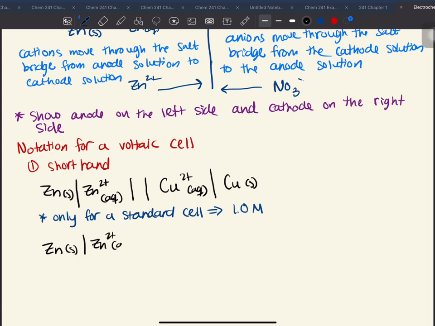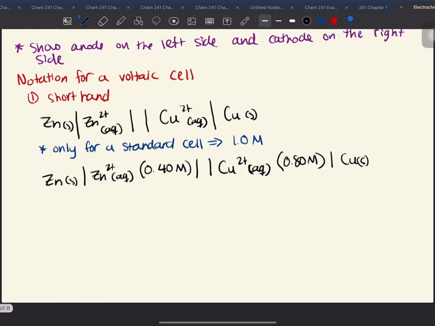Let's say it is 0.4 for the zinc. So after I write my zinc ion, in parentheses, I will give the molarity. And then I'll show the end of one beaker, the start of the other one, and my ions go first for the cathode, followed by the concentration of that. We'll say that is 0.8 molar. So whenever your concentration is not 1, then you need to indicate what the concentration is in parentheses after your ions.